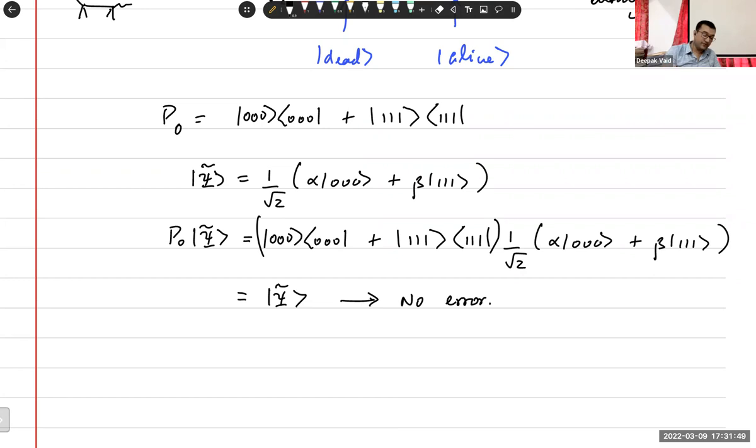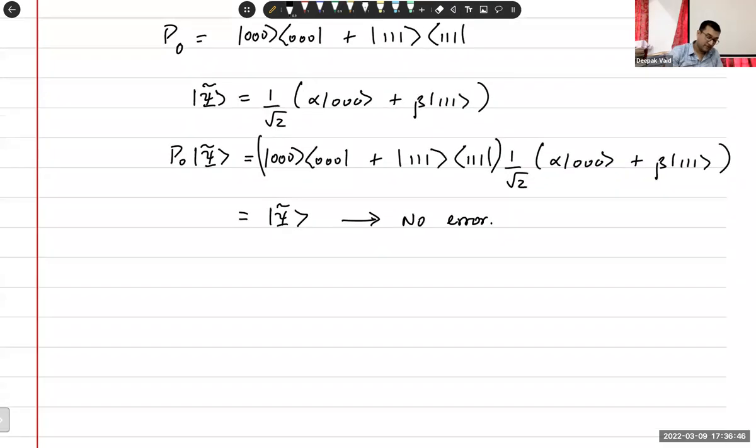So then now we have a set of four other projectors, okay, which have the similar form 100. Can you guys see it on your phone? Okay, good. Right.